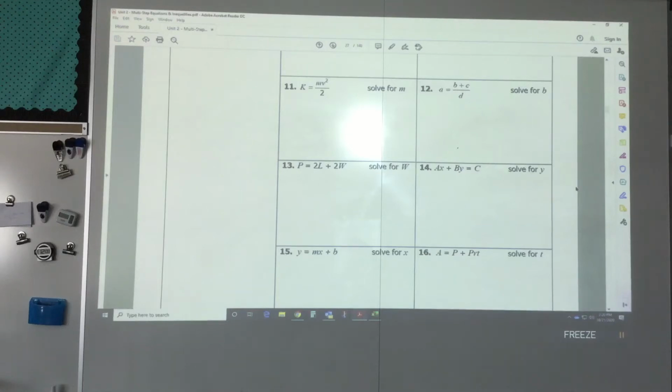Guys, welcome back to part 3 of solving literal equations. We are picking up at number 14. We're going to finish this notes sheet.